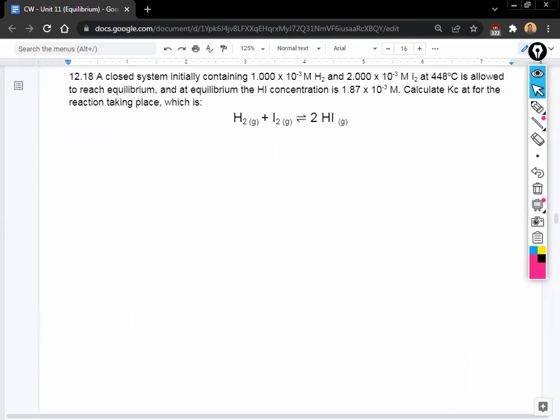I want you guys to try 12.18. Draw your ice table. I'm not really going to be helping you here. So let's see how well you guys understood it last time. Please make sure to look back at your previous example, just so you have a reference. But use an ice table, and you're going to be calculating Kc for the reaction down here. All right. Good luck, everybody. I'll give you guys like 5 minutes to try this out.